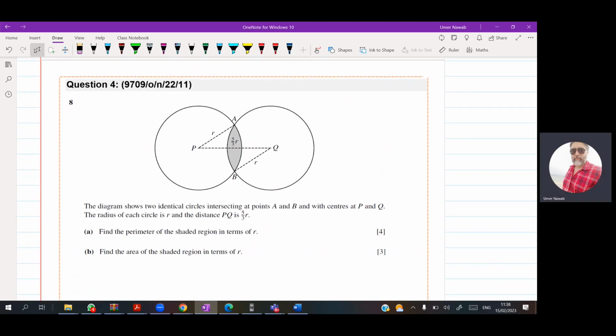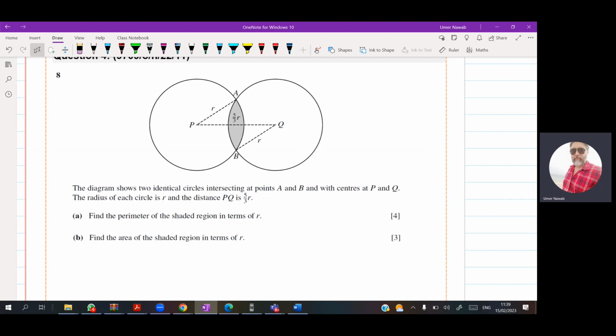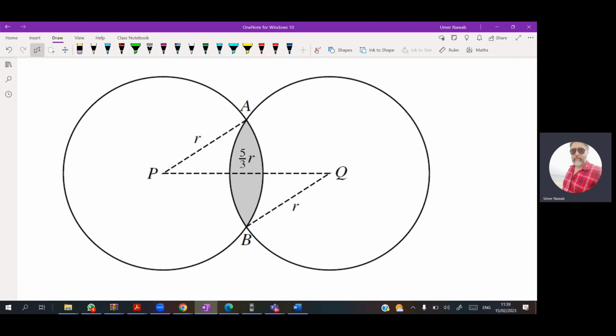Now we come to question number 4. In question number 4, we want to find the perimeter of the shaded region in terms of r. This one, this plus this, right? For this, what am I going to do? I'm going to look at this question. If I just try to divide it, I don't know what this angle is. Suppose this is theta, so that should be r sine of theta, and that should be r cosine of theta, and the same, this is r cosine of theta.